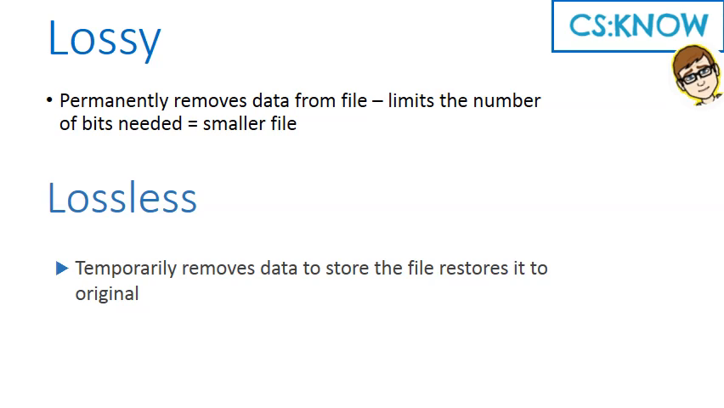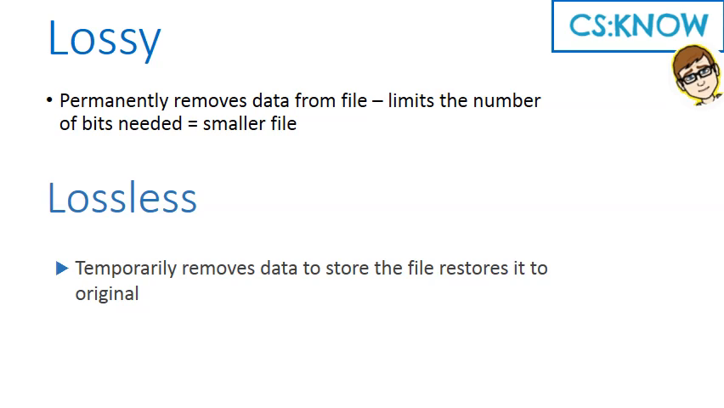So lossy is where you permanently remove data from the file. It limits the number of bits needed and it's a smaller file. It kind of looks at a picture and it throws away any information we don't need. So pictures are a good example of this. If you save a file in a lossy file compression method, then if there were 5 different shades of black on there, they just get replaced by 1. And if there were 12 shades of red, maybe they get replaced with just 2 different shades of red. And all that data gets lost. But it doesn't matter, because to the human eye or to the human ear, to the senses, we as humans don't really see it.